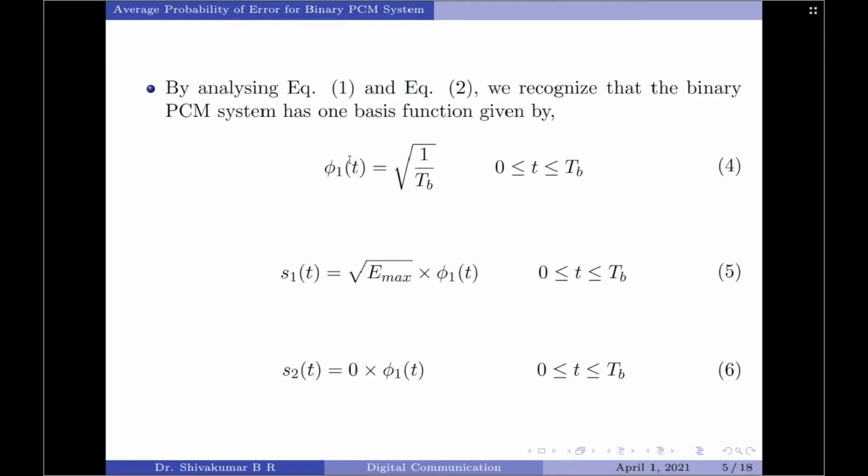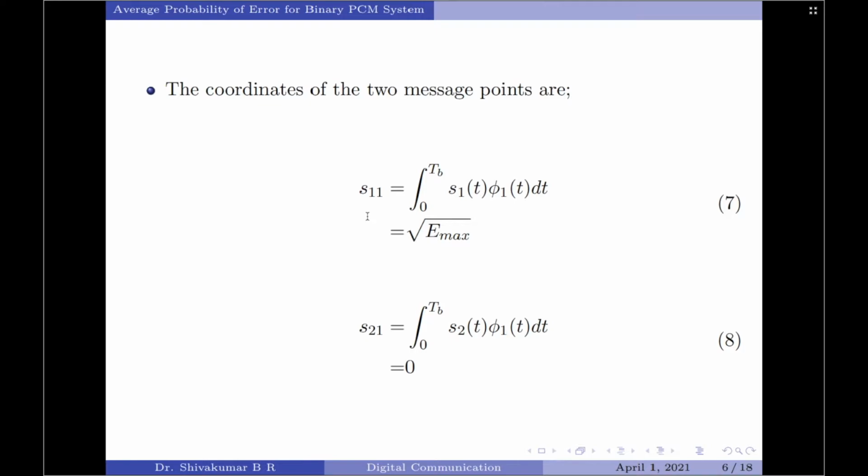So, by recognizing that there is only one basis function required to represent both S1 of t and S2 of t, we can state that the binary PCM system is characterized by having a signal space that is one-dimensional in nature with two signal points, and the coordinates of these two signal points can be derived by using the equations here. That is, the first signal point which represents S1 of t is represented by S11, which is equal to integral 0 to TB S1 of t into phi1 of t dt, which will equate to root of Emax.